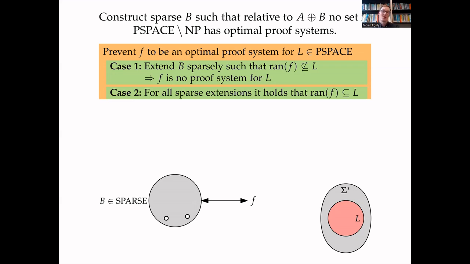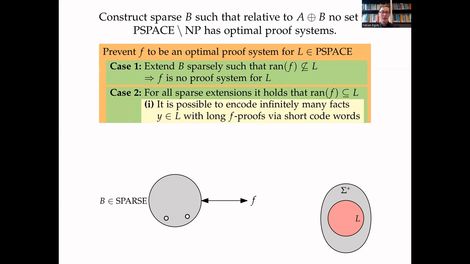In the second case, if this is not possible, then it must hold that for any sparse extension of the oracle, the range of F is a subset of L. And now we make another case distinction. Either the following is possible infinitely often. If there is a fact y in L and we encode this information, y is inside L, into the oracle, and the shortest proof of F for y is longer than some polynomial, then we will do all these encodings in our oracle construction infinitely often.